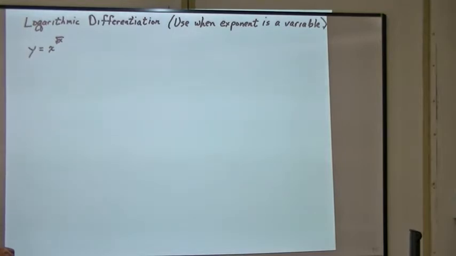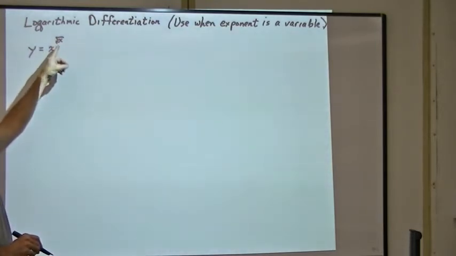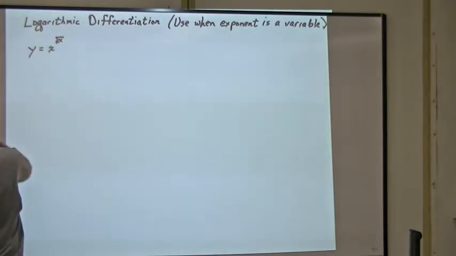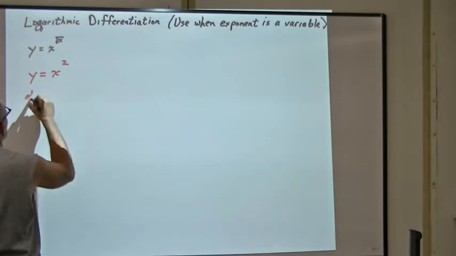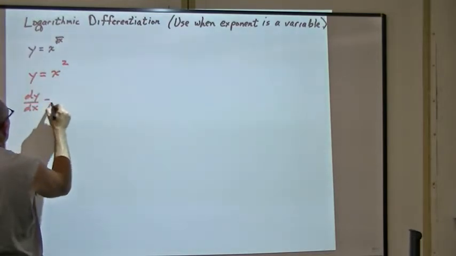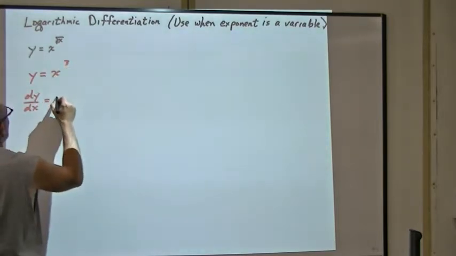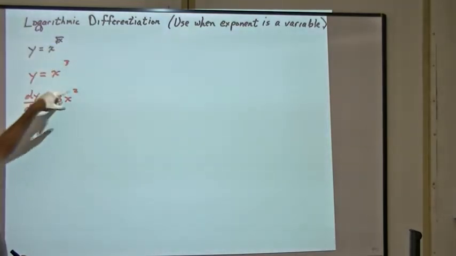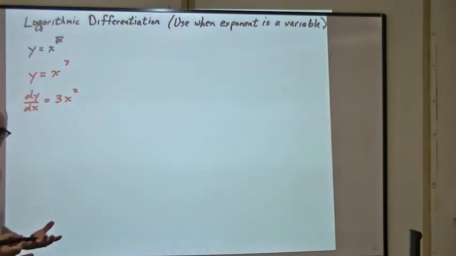Okay, so logarithmic differentiation is what you need to do when your exponent is a variable. Now notice, if I have y equals x squared and I want dy/dx, let's make it x cubed. Then I go dy/dx equals 3x squared. That's the power rule. I take the exponent down in front and then just drop it by 1. This only works when the exponent is a constant.